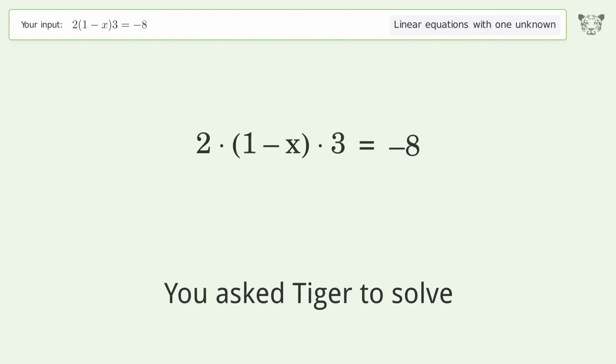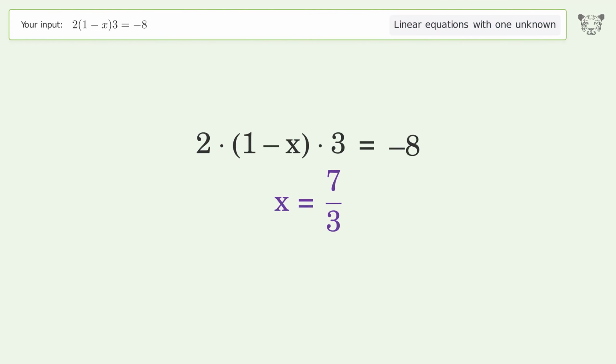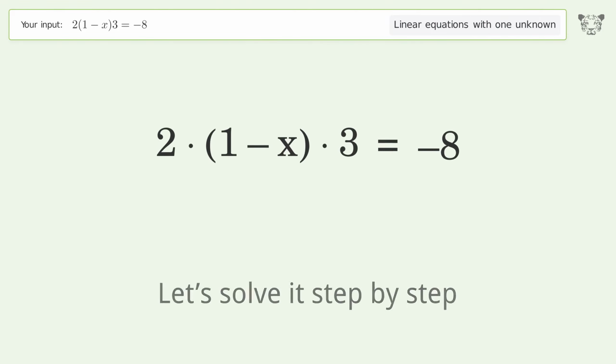You ask Tiger to solve this. It deals with linear equations with one unknown. The final result is x equals 7/3. Let's solve it step by step.